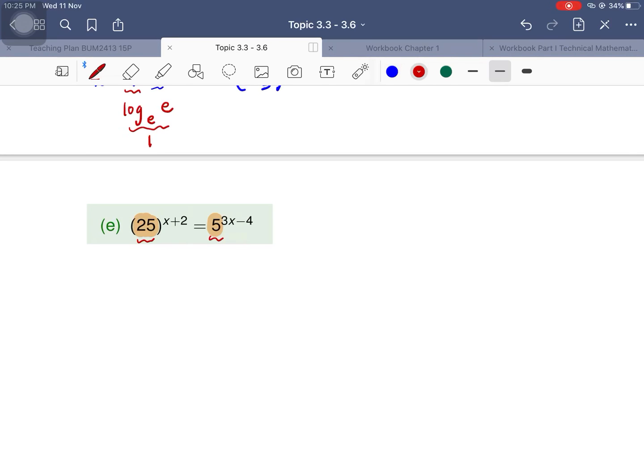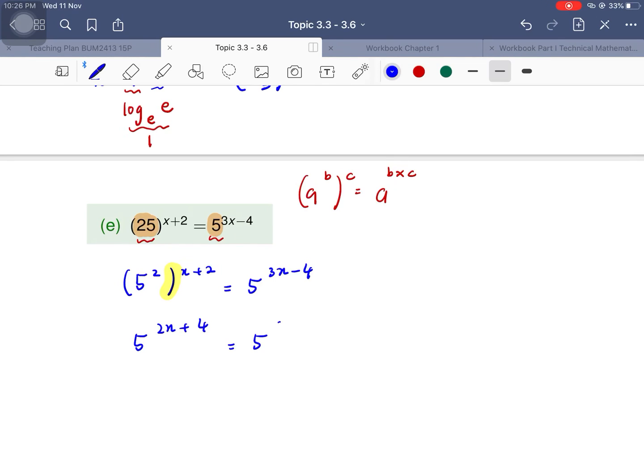And of course there's a relationship, because we know that 25 is actually 5 raised to the power of 2. So this can actually be written as 5 to the power of 2 in brackets, to the power of x plus 2, and that is going to equal 5 to the power of 3x minus 4. And if you have a bracket like this, what happens to the power? You multiply them, it becomes a product. This is an index property that states that if you have a to the power of b, raised to the power of c, this is going to be a to the power of b times c. So that is why when I simplify this, I'll end up with 5 to the power of 2x plus 4, and that is going to equal 5 to the power of 3x minus 4.